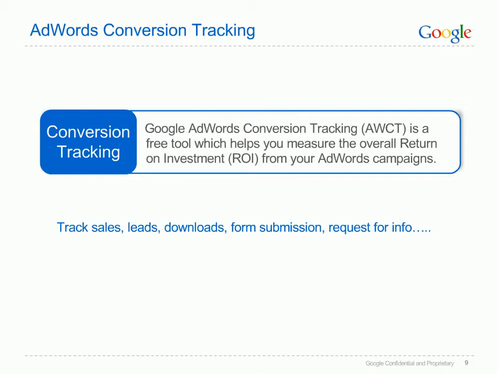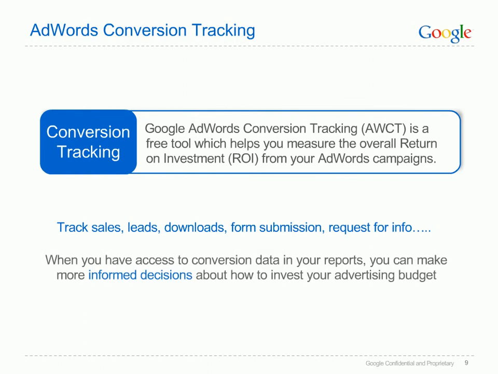What is AdWords conversion tracking? It's a free tool that helps you manage your AdWords campaigns in a more efficient and cost-effective way. You choose what action on your site is a valuable user behaviour, whether it's a sale, lead, request for a callback, and so on. Whatever is valuable to you as a business is what you should be tracking.